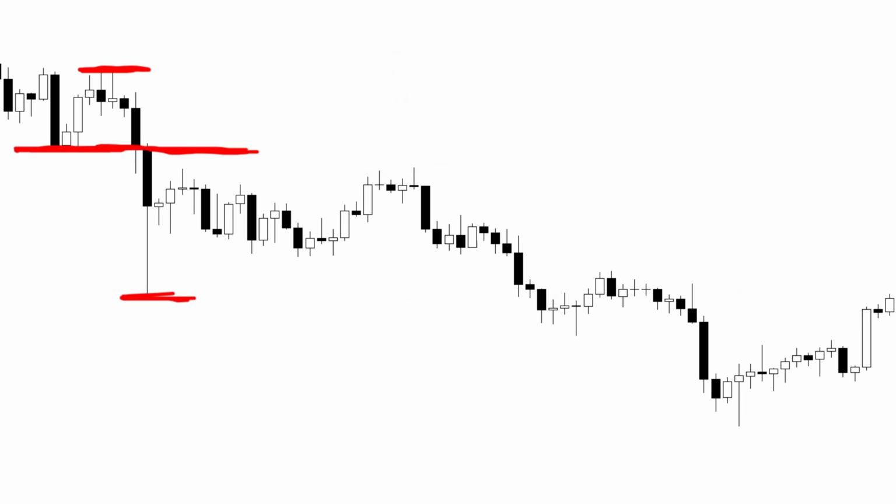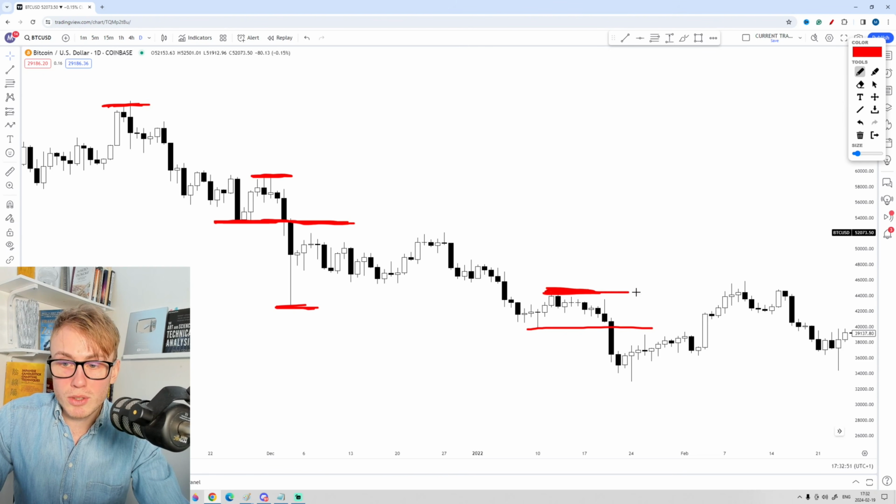Let me delete some stuff. It's a bit messy right here. We need to break this point. We clearly broke this point right here, and we trace back to the high of the move that broke that point, and that is this high right here. So as long as we don't break this point, we are still in a downtrend.